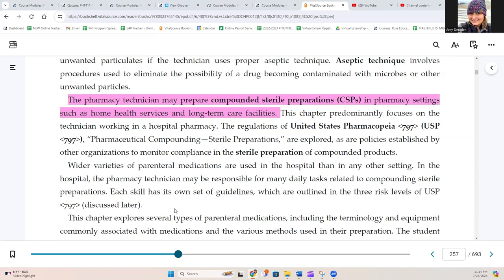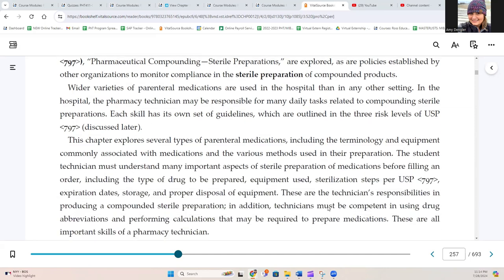Wider varieties of parenteral medications are used in the hospital than in any other setting. In the hospital, the pharmacy technician may be responsible for many daily tasks related to compounding sterile preparations.